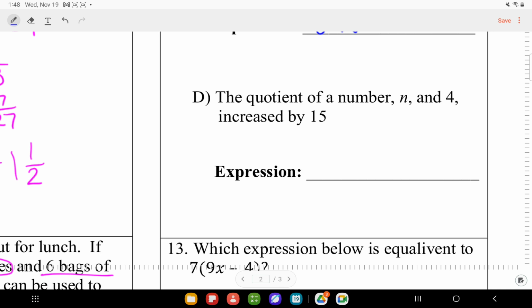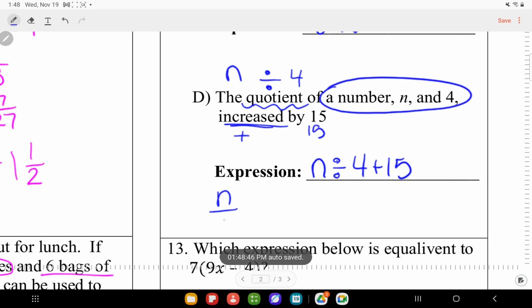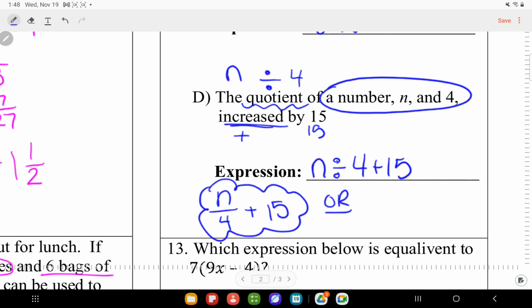The quotient of a number n and 4 increased by 15. Well, we're going to look at the word quotient, and quotient is the answer to a division problem, so it means division, and it's going to be division of two things. It's division of a number n and 4. So how do we show that? We show that n divided by 4. Increased by is addition, 15, so n divided by 4 plus 15, or we could write this as a fraction. Some of us prefer that. I personally do. n over 4 plus 15 would be my preferred way to write it, but either one would be just fine if it's a part 2.